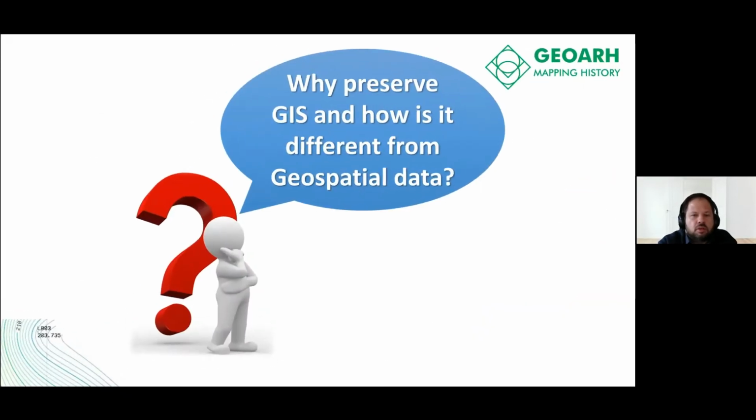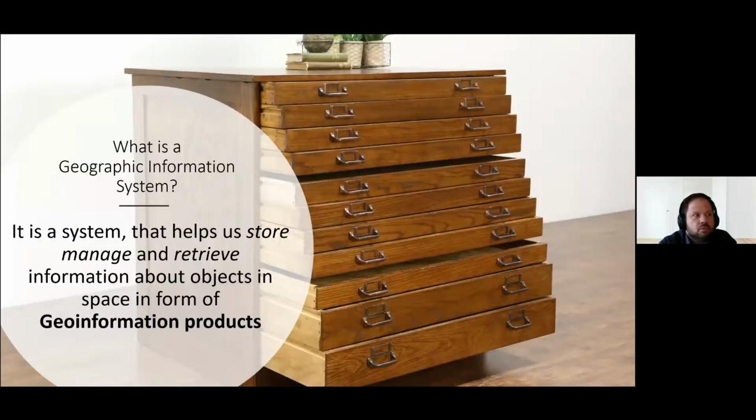So why should we preserve a GIS, and how is it different from geospatial data? To actually cover this, we want to go to the definition of a GIS. So what is a geographic information system? If we go to the basics, it's a system that helps us store, manage, and retrieve information about objects in space in form of geoinformation products. This is just one very basic definition. There are other definitions that you can find.